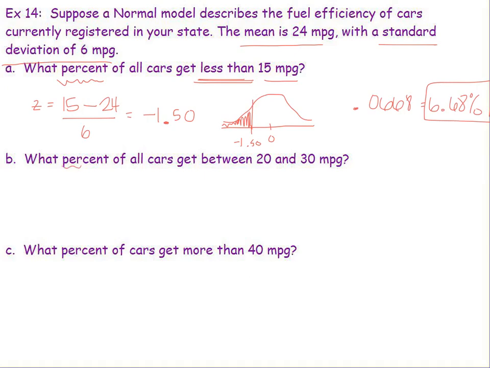What percent, so again a percent, of all cars get between 20 and 30? This is a between problem. We know what to do here. We know we're going to be subtracting. So we have 2 Z-scores to do. I always stick with the high one first. So let's start with 30 minus, the mean is still 24, divided by standard deviation is still 6. If you subtract and divide, I end up with a nice even 1.